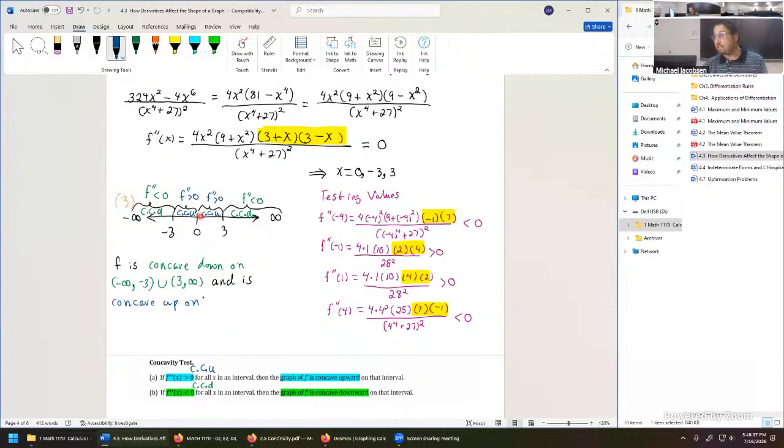So the only correct way to write this is concave up from negative 3 up to 0, then union starting at 0 but not including it, beyond 0 up to 3, it's concave up again. So that's the concavity on this curve.